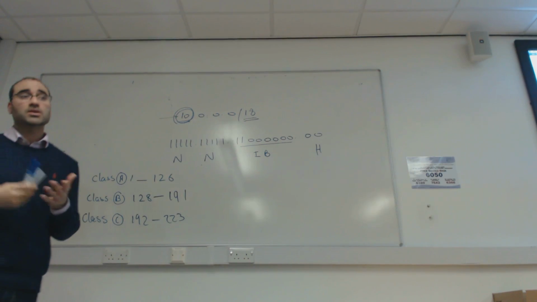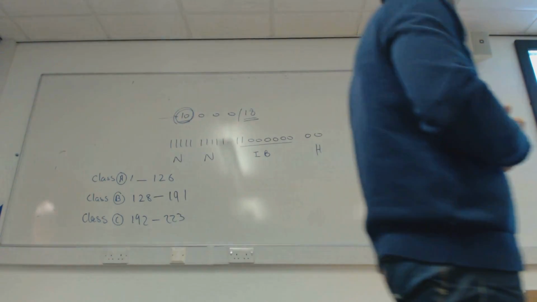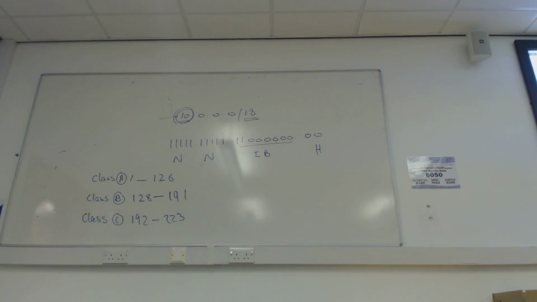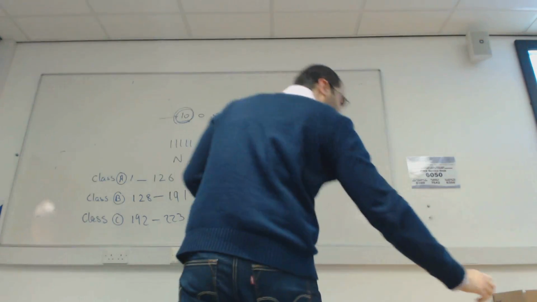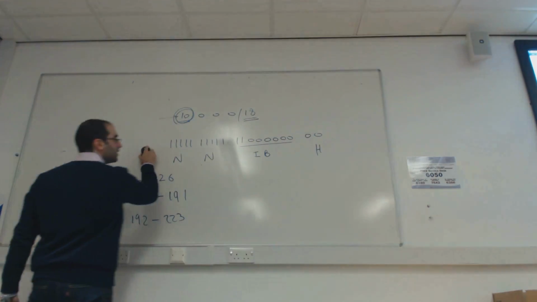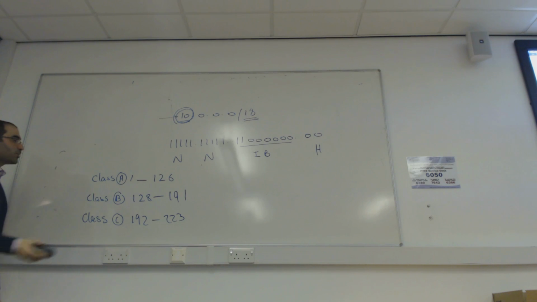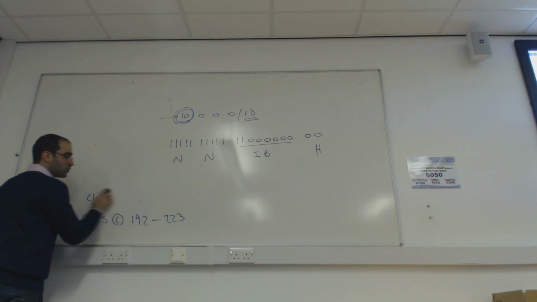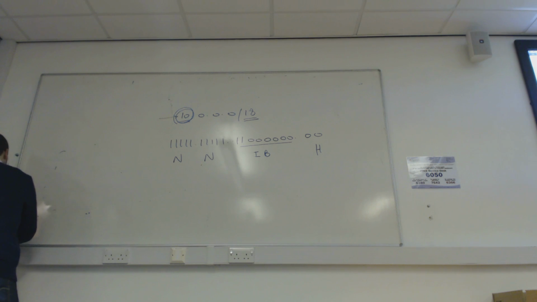Okay? Second question: the subnet mask in binary and decimal. We've already done the binary part. I want to see the decimal. How do I get the decimal part? Anyone?